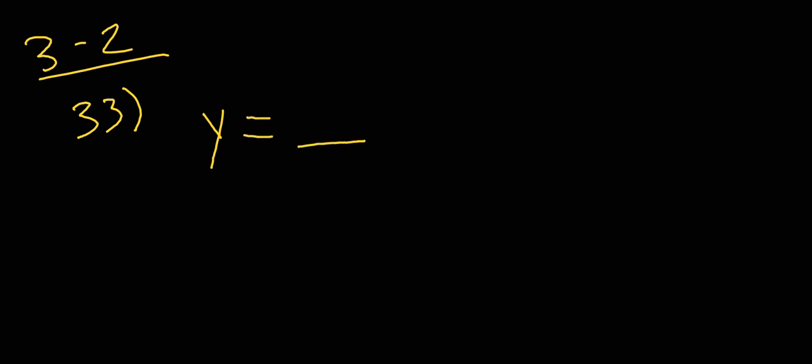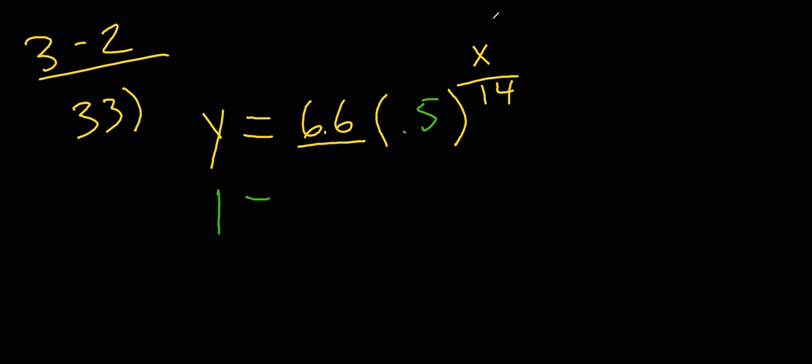Okay, do we know any piece of this equation? We know the initial value, 6.6. We know the half-life period is 14 days. If only we knew what the growth factor was. Do we know what the growth factor is for a half-life question? 0.5, nicely done. Express the amount, okay, we did that. We wrote our equation. When will there be less than 1 gram remaining?